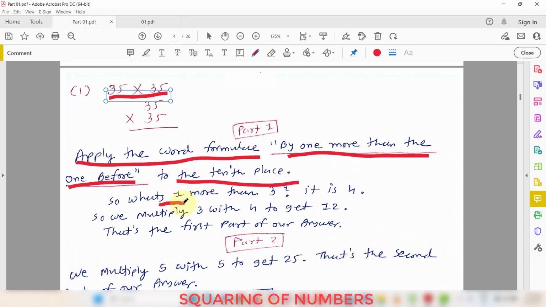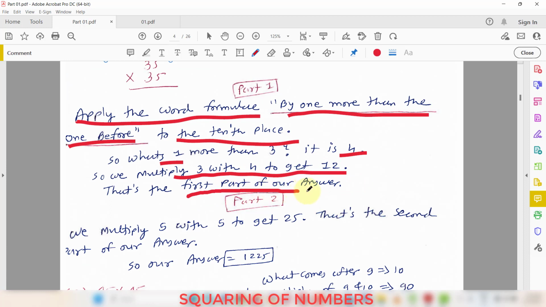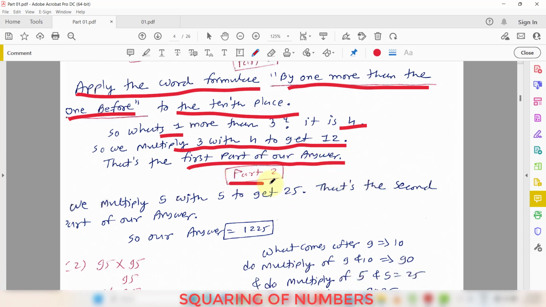So what's 1 more than 3? Here the first number is 3. So what's 1 more than 3? That is 4. So we will multiply 3 times 4 to get 12, and that is our first part of the answer.